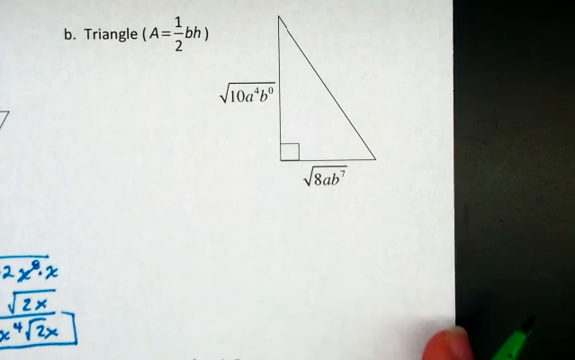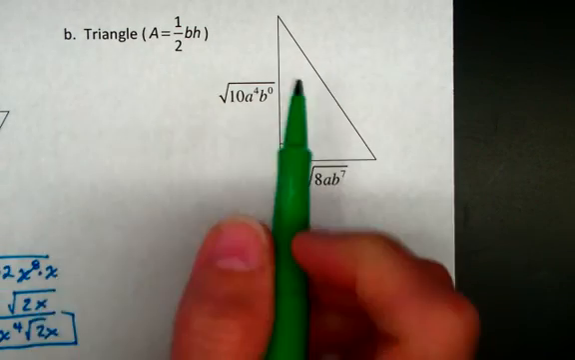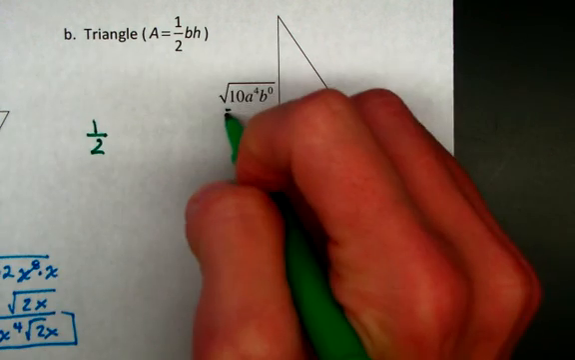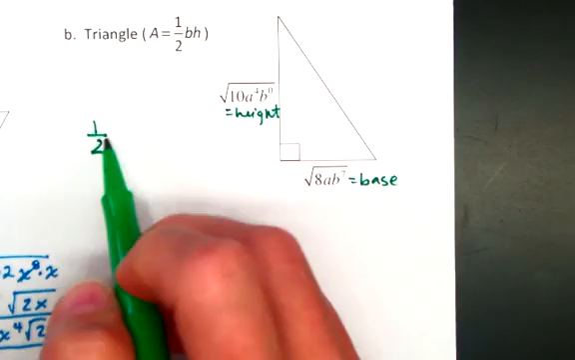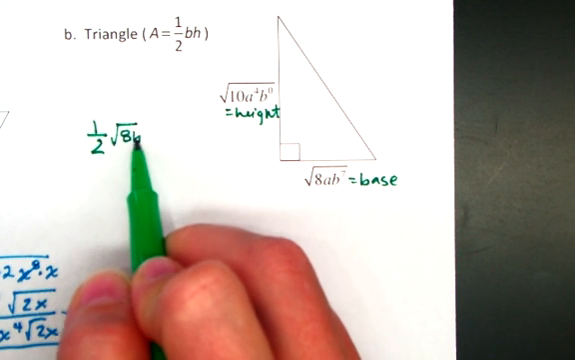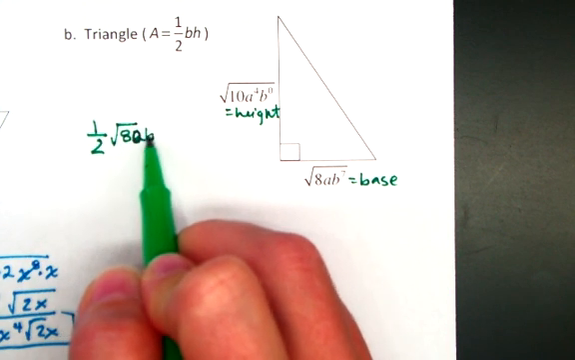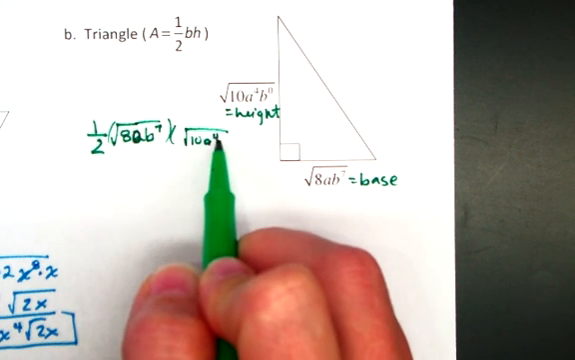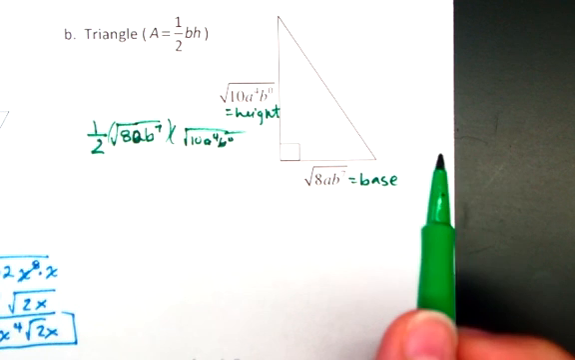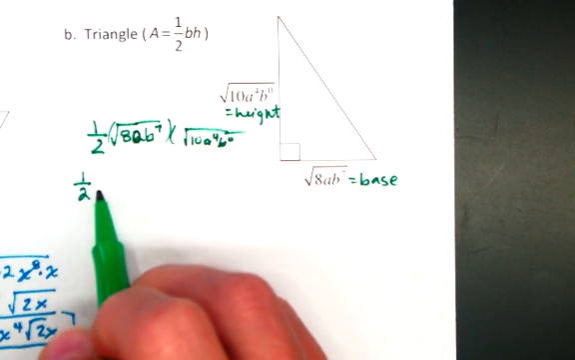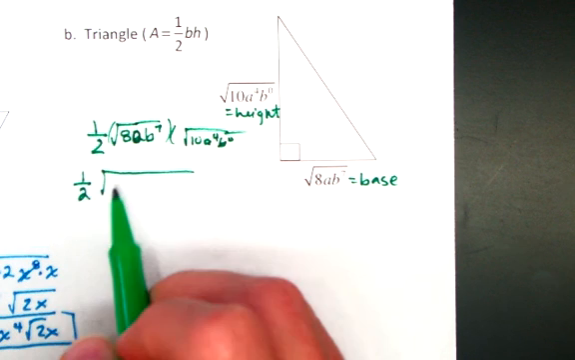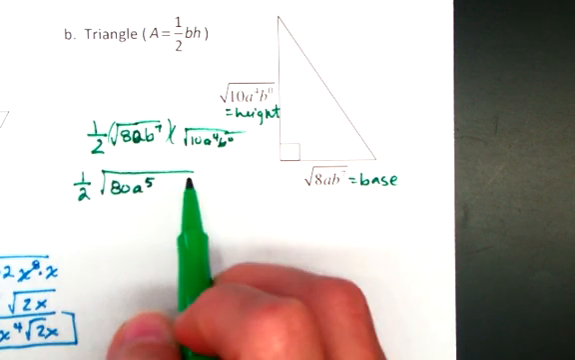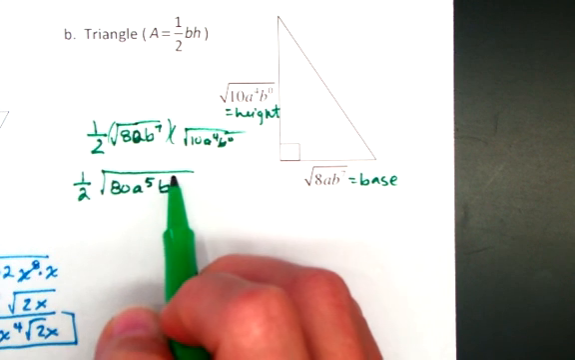The triangle is just 1/2 base times height. So I get 1/2. Here's my base. Here's my height. So 1/2 root AB to the 7th times the square root of 10a to the 4th b to the 0. So then let's simplify this. I can multiply the roots together. 8 times 10 is 80. A to the 1st, a to the 4th is a to the 5th. B to the 7th, b to the 0 is just b to the 7th.